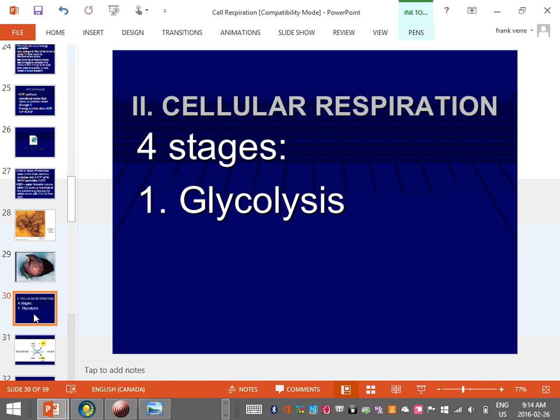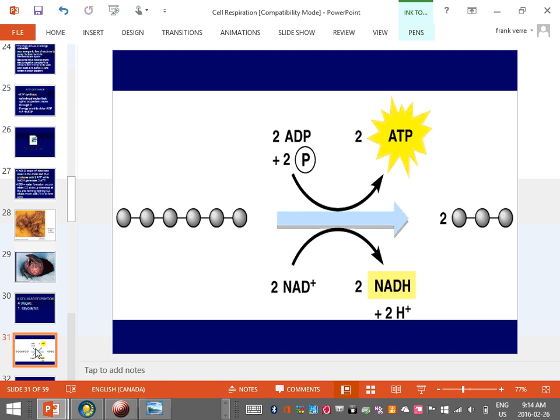First stage, glycolysis. Okay? We know, and by the way, this is just the overall summary of glycolysis. So, let's see if we can figure this out. What is the molecule that we start with? Glucose. Very good. What is the molecule that we end with? This is pyruvate. Okay? This is what we start with, and this is what we end with.